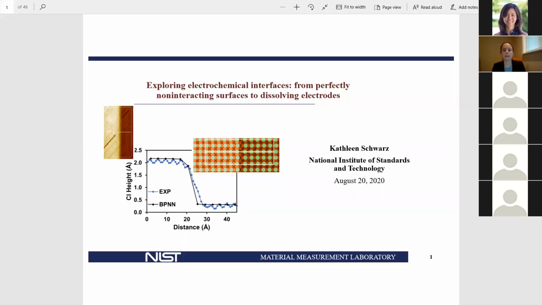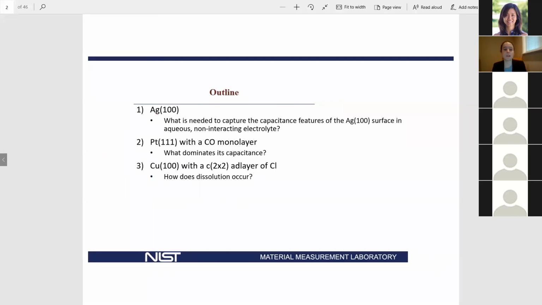and then progressively move to more complex systems, all the way up to a dissolving electrode that we've been studying. So more specifically, I'll start off with the silver 100 system and explore what is needed to capture the capacitance features of the surface in aqueous non-interacting electrolyte to really understand the double layer structure of the surface.